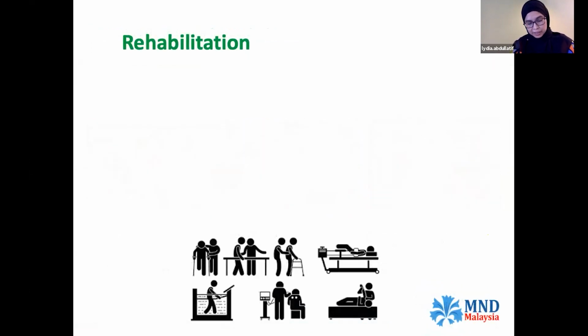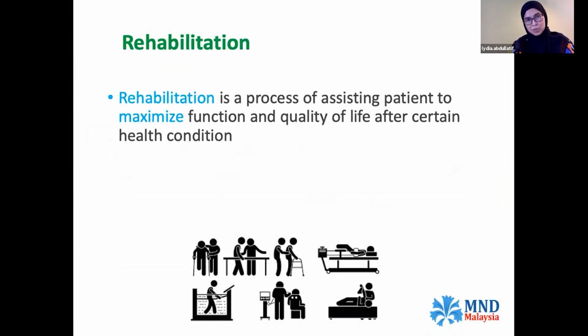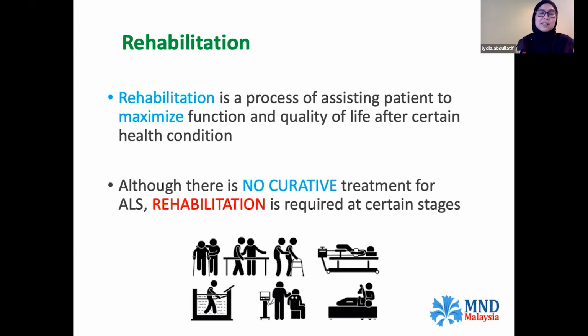So now we go into rehabilitation. What exactly is rehabilitation? Rehabilitation is actually a process, all right? It is not just a one-off treatment, but a process of assisting patients to maximize function and quality of life after a certain health condition, in this case motor neuron disease. Although there is no curative treatment for ALS at this stage, rehabilitation is required at certain stages.